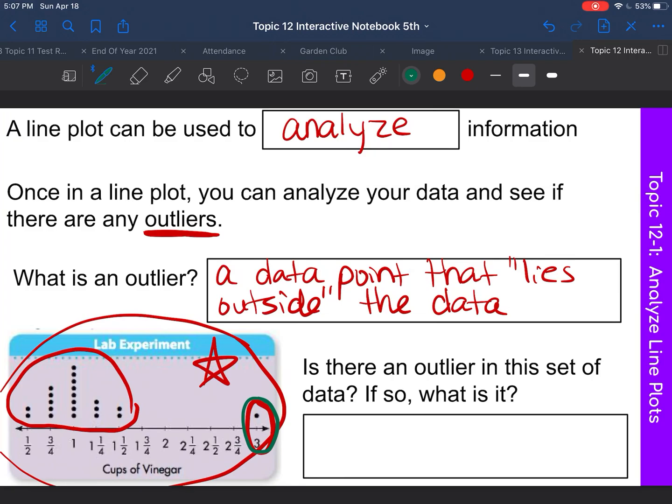So this is the outlier. So 3 cups of vinegar is the outlier. So there's one person that uses 3 cups of vinegar.